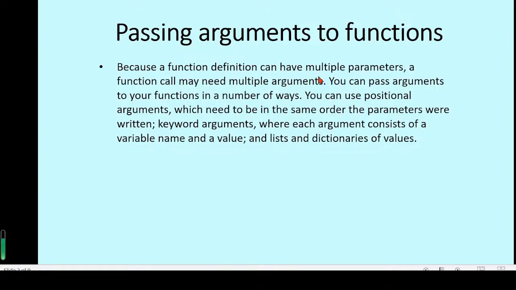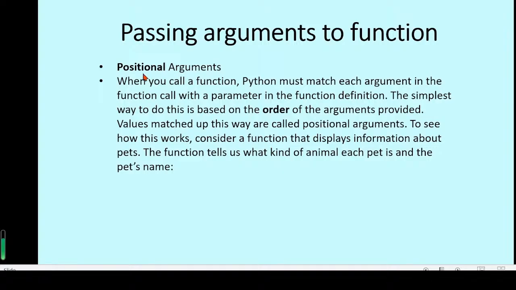Because a function definition can have multiple parameters, a function call may need multiple arguments. You can pass arguments to your functions in a number of ways. You can use positional arguments, which need to be in the same order the parameters were written; keyword arguments, where each argument consists of a variable name and a value; and lists and dictionaries of values. So, positional arguments. When you call a function, Python must match each argument in the function call with a parameter in the function definition. The simplest way to do this is based on the order of the arguments provided. Values matched up this way are called positional arguments.